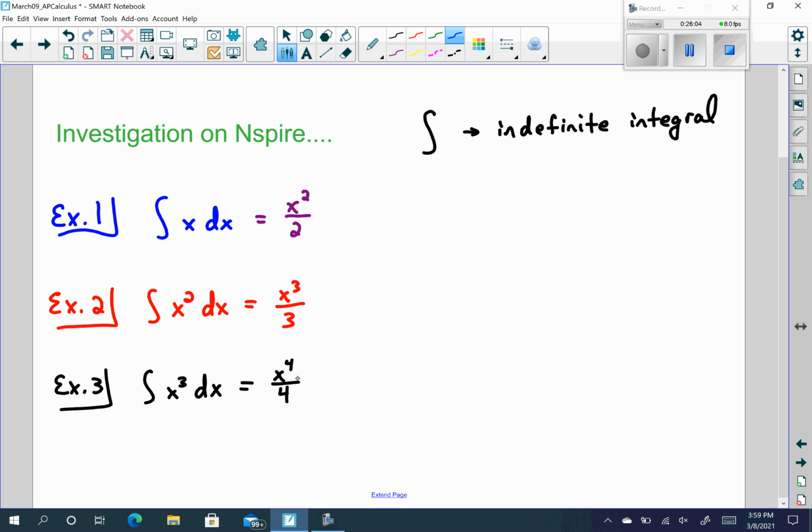So what I want to do is actually just take the derivative. So if I write this, let y equal 1/4 x to the 4th. Let's find y prime. Well, that's going to become 4 times 1/4, which is just 1. And it looks like I get x cubed.